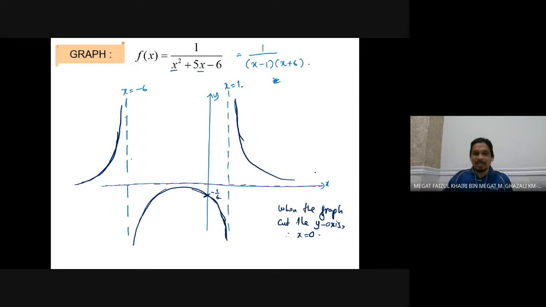Okay, so this is what we call a condition. This is a situation where there is a horizontal asymptote, where the graph gets close to the line when x approaches negative infinity and positive infinity. The graph gets close to the x-axis, but it won't touch or cut the line at all.